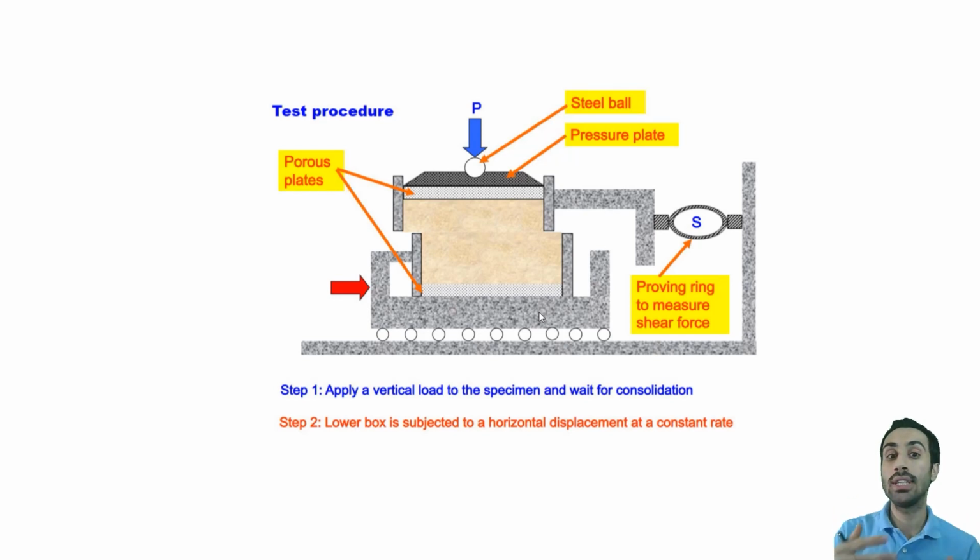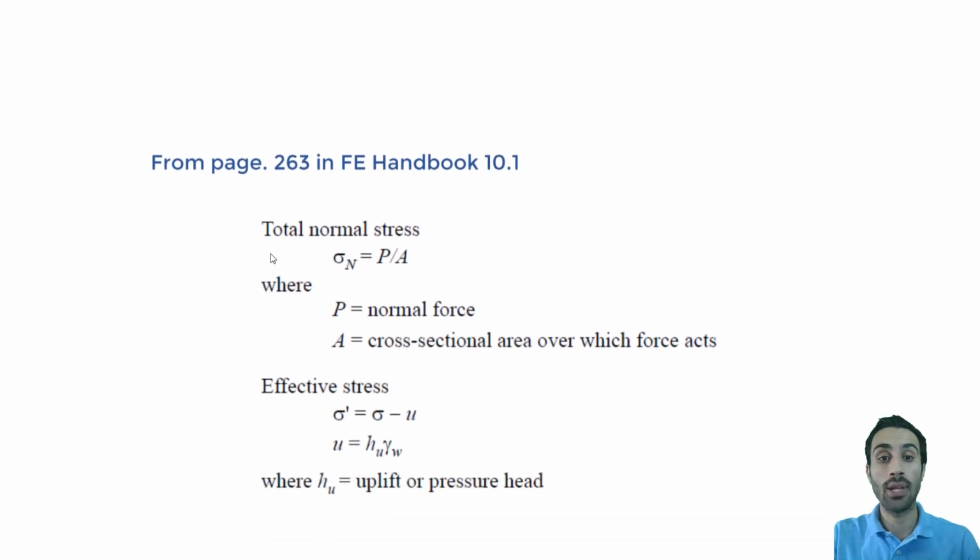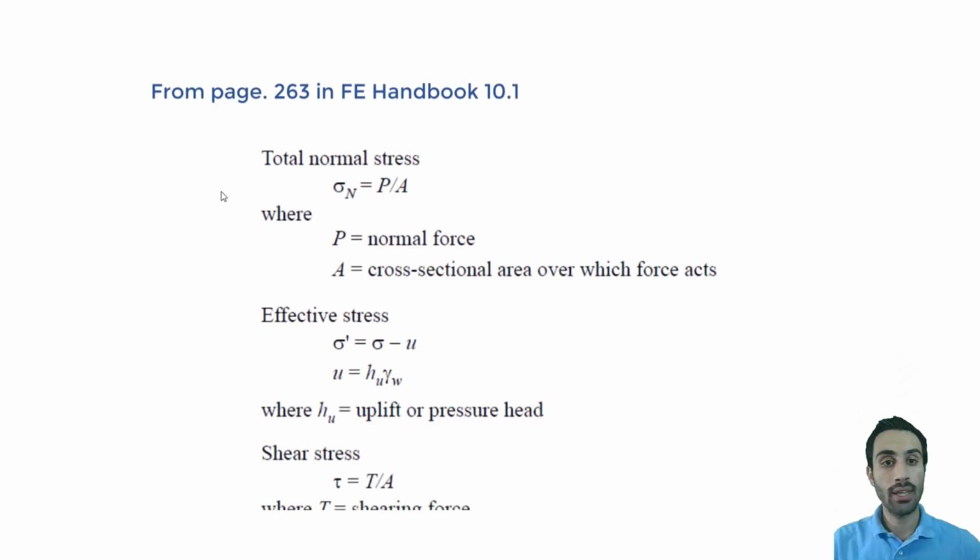So now, using these parameters that we record, we can apply some equations. These equations are provided in our FE Handbook on this page, the latest FE Handbook, and we can get the total normal stress. It's going to be sigma n, and we just take the load divided by the area. Remember that it's going to be the cross-sectional area where the force acts. So it's going to be a circle, right? Picture a cylinder. That's where the force acts.